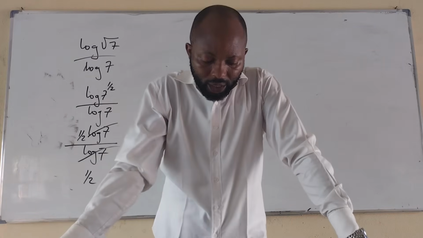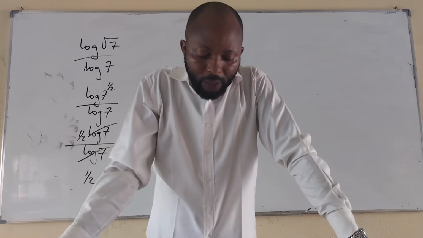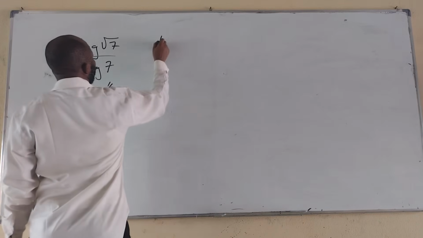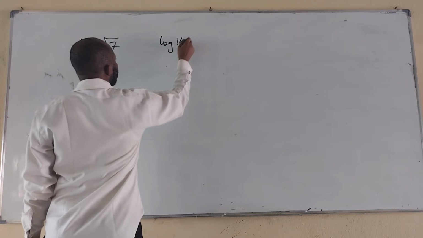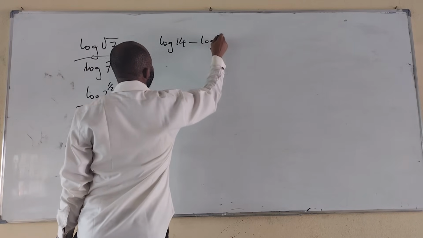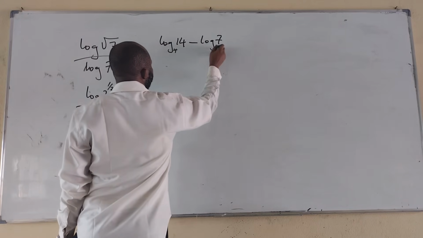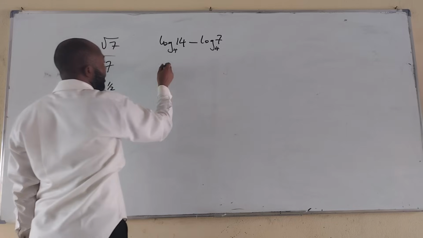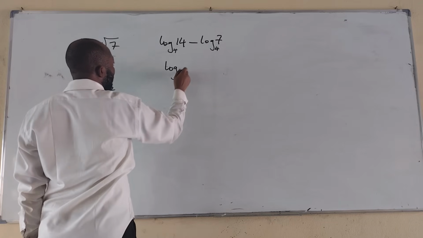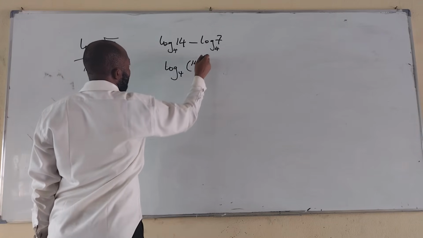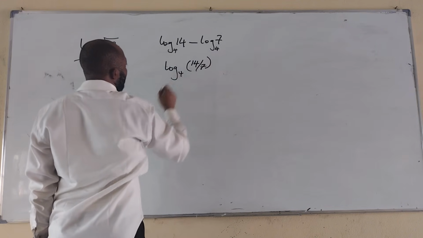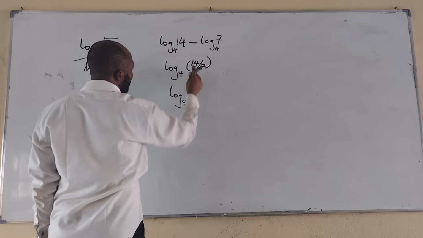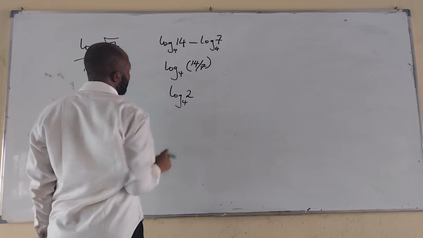Let's take another one. Log 14 minus log 7 in base 4. So according to the subtraction law, we divide that. So we have log in base 4, open bracket, 14 divided by 7. That is what the law says. So this becomes log in base 4, 14 divided by 7 is 2.